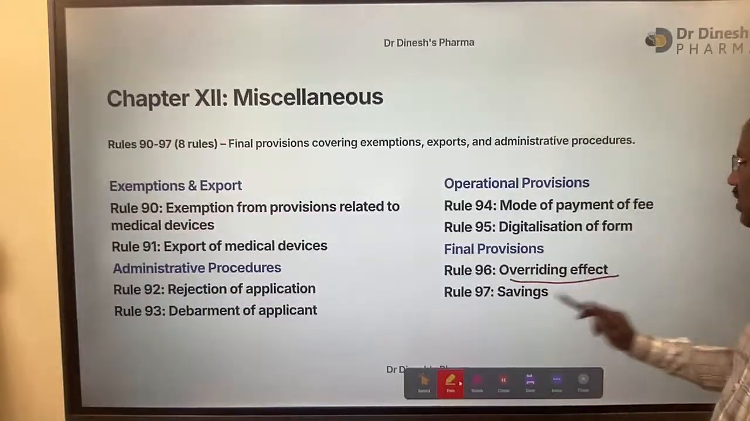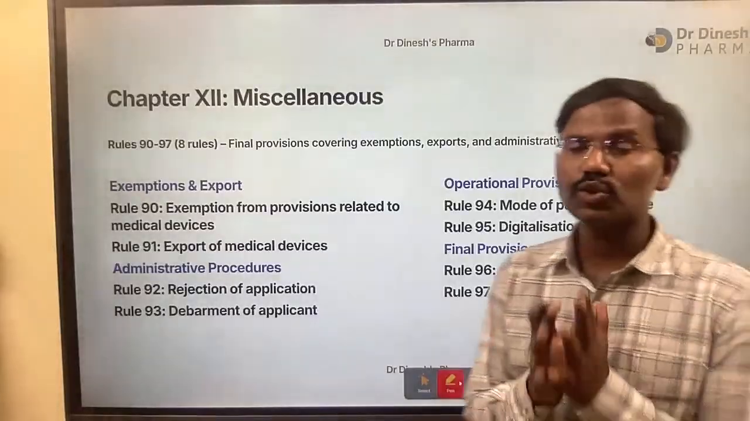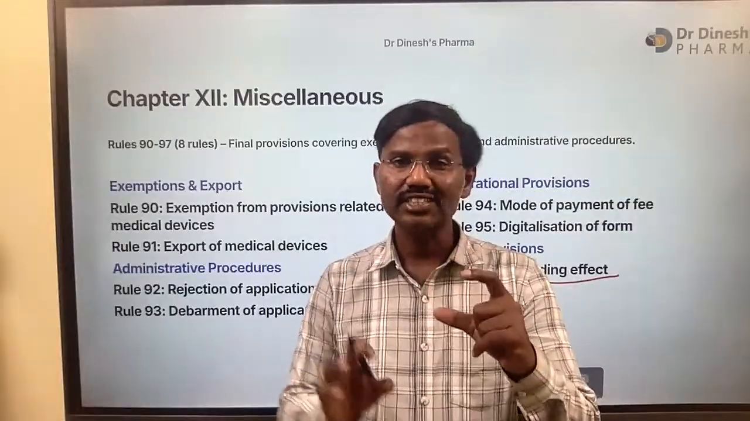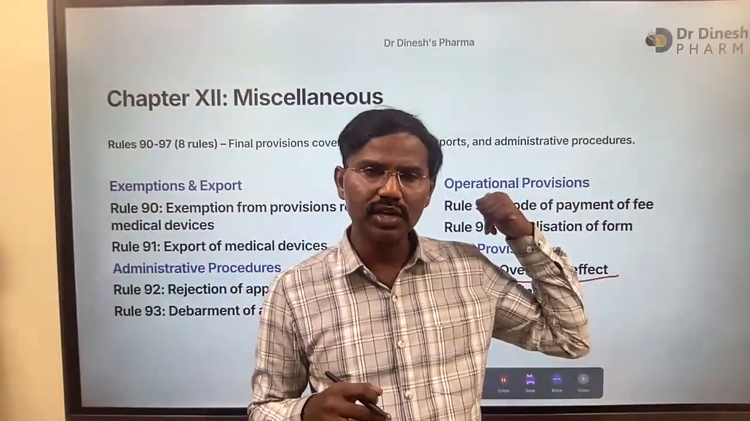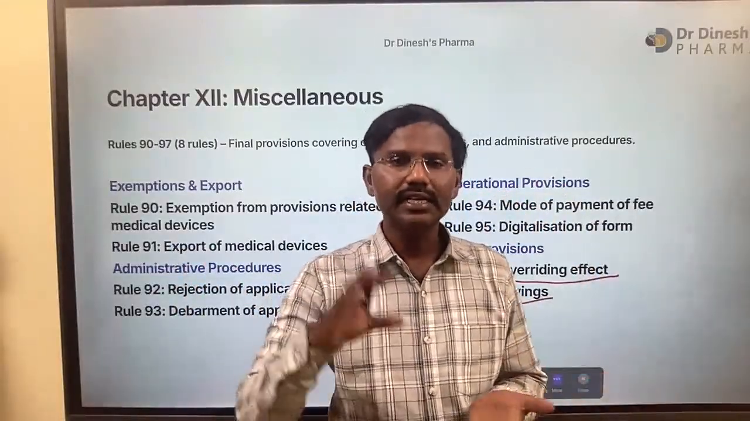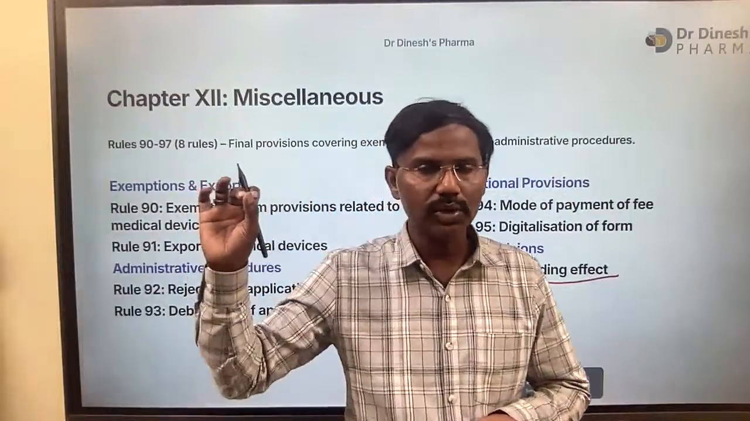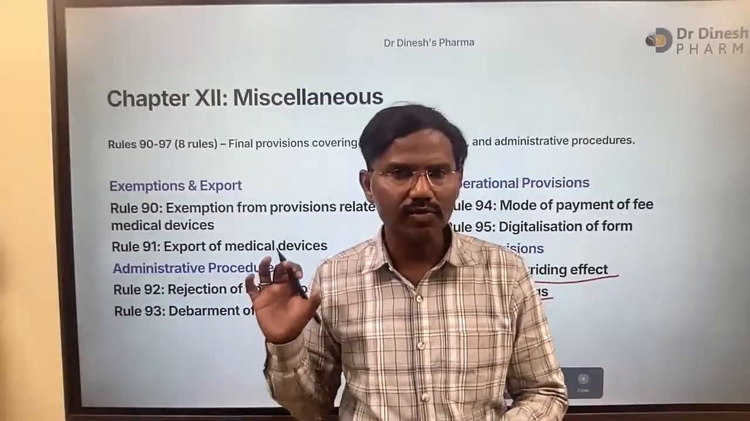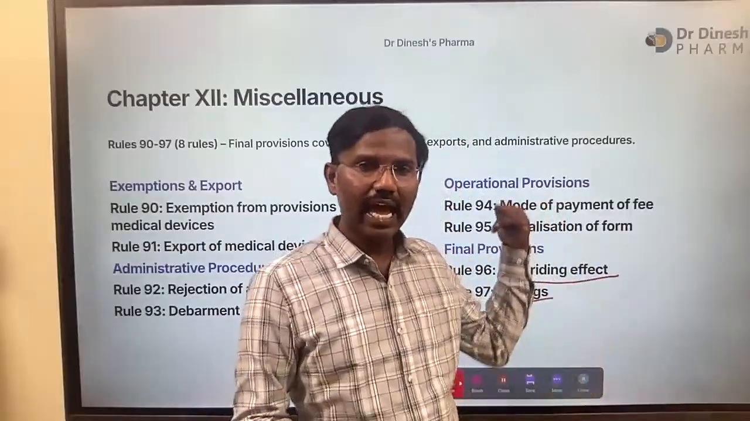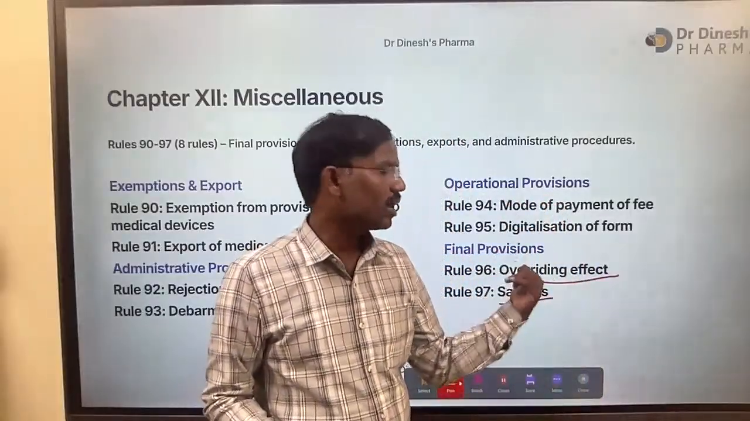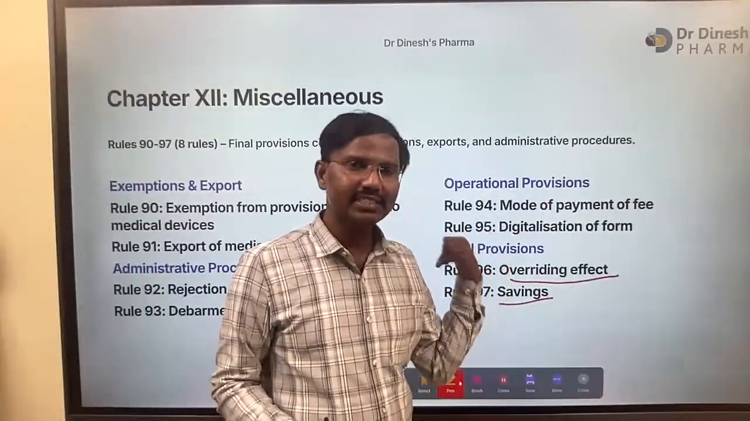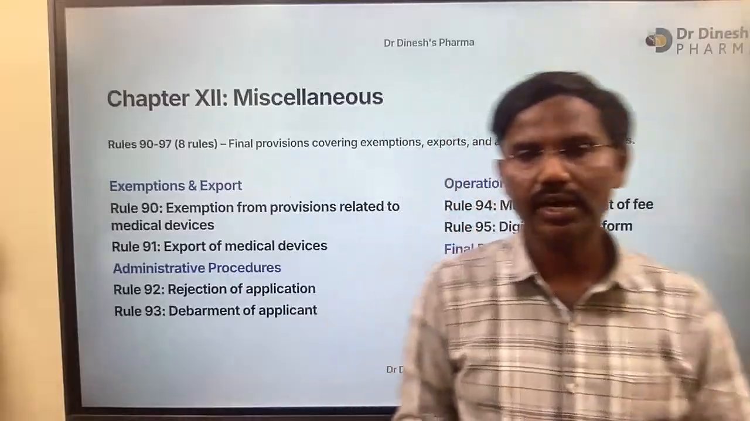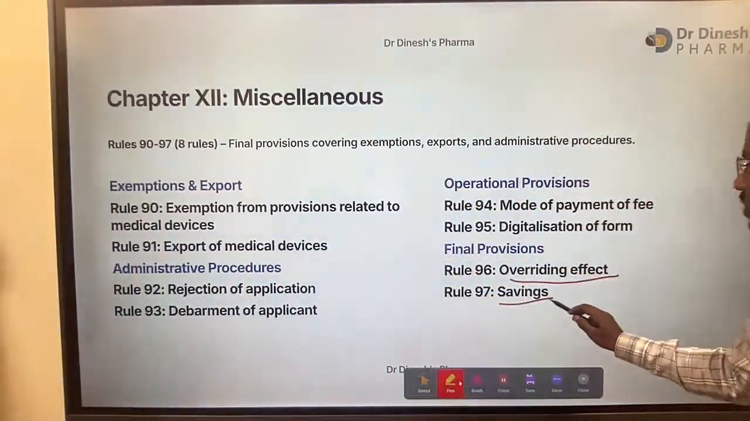overriding effect and savings. So 96 is overriding effect. I always tell you, remember this: the D&C Act is supreme. These Medical Device Rules are secondary. According to the D&C Act only, everything will go. But if something is missing in the D&C Act 1945, then these rules have overriding effect according to rule 96. Then they can change or modify any rule. Not the Act, the rule.